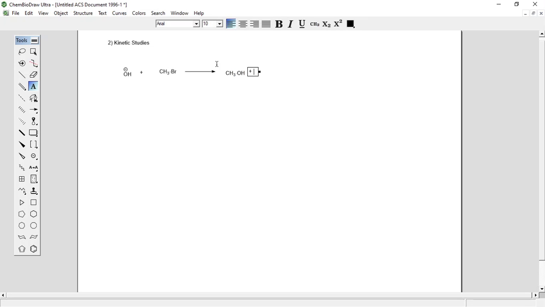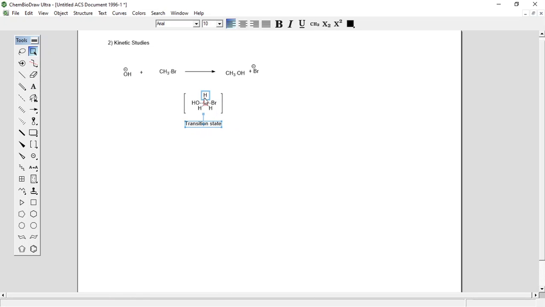Plus hydrogen. Here is the incoming nucleophile. SN2 reaction, transition state in SN2 reaction.